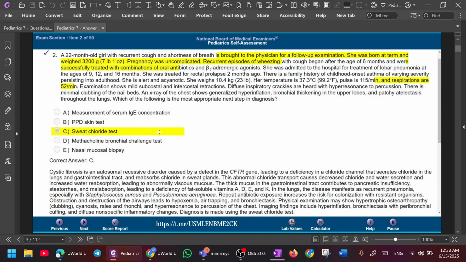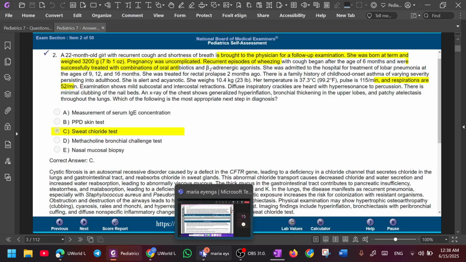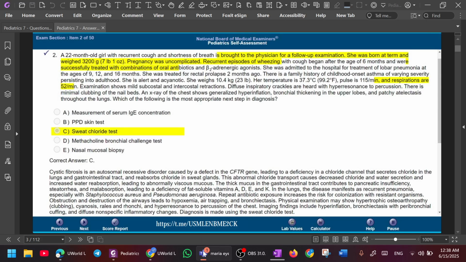Measurement of serum IgE concentration is useful in the diagnosis of ABPA, allergic bronchopulmonary aspergillosis, a hypersensitivity reaction caused by Aspergillus fumigatus. Cystic fibrosis and ABPA share the feature of bronchiectasis, and having cystic fibrosis is a risk factor for ABPA. This patient's presentation is more consistent with the diagnosis of cystic fibrosis.